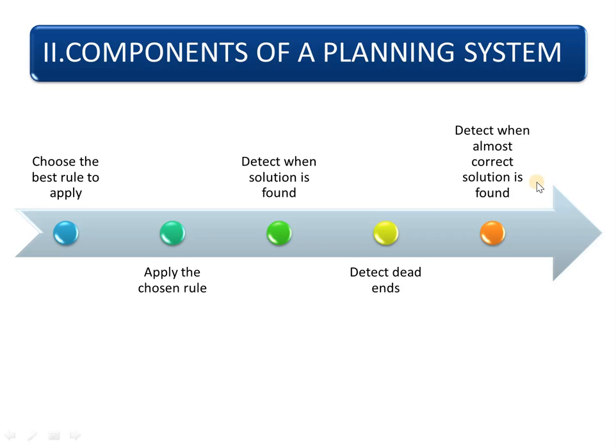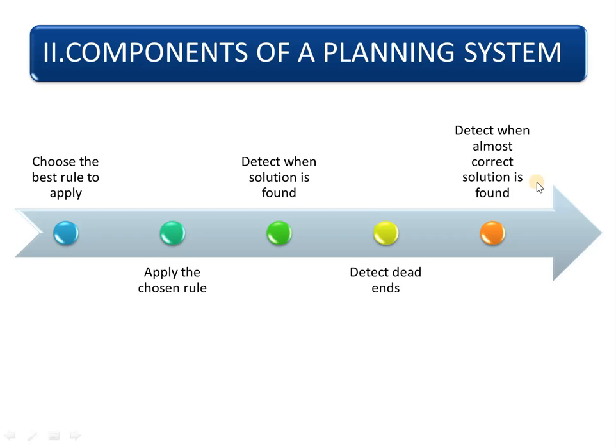And the last is detecting when an almost correct solution is found. In the case of complex problems, it is not always possible to reach the perfect solution. Apart from that, we will go for an almost correct solution. It is discussed like that because in complex problems, we divide the problem into several sub problems and find solutions for those sub problems, and we are not sure that combining them will give a perfect solution or not. So we are just assuming something, and it is trial and error.